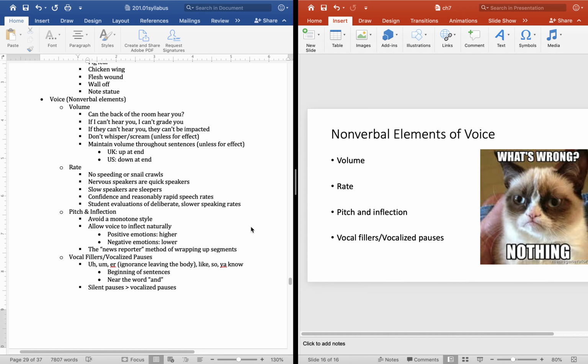Last thing here, vocal fillers or vocalized pauses. First thing is, silent pauses are better than vocalized pauses. So what are those? Vocalized pauses are like, as, not like as, simile, like, so. Now, with that being said, it is fine if you say or like, those sorts of things. A little bit, that's fine, it's normal. It only becomes a problem when it becomes distracting. Normally, I won't count those unless it becomes distracting.